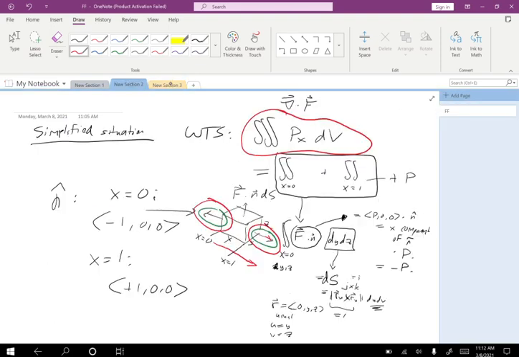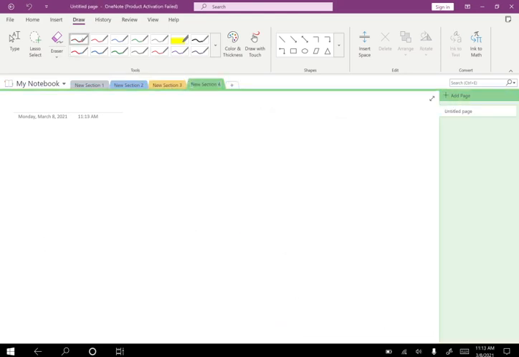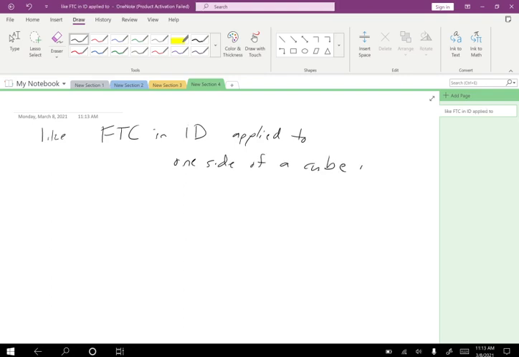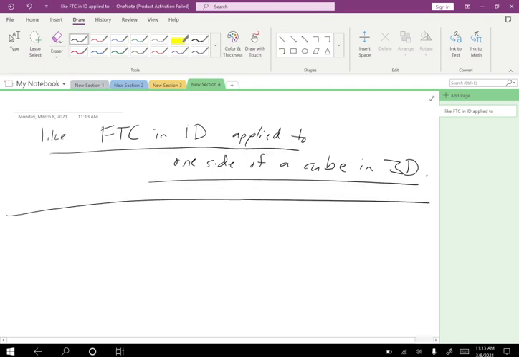It's like the fundamental theorem of calculus on one side of a cube. I think that's worth writing down, just to emphasize. So it's like the fundamental theorem of calculus in 1D applied to one side of a cube in 3D. That is the divergence theorem, the essence, at least. So now that we have the divergence theorem in the special case P00 and cubes, let's briefly describe how we now generalize.